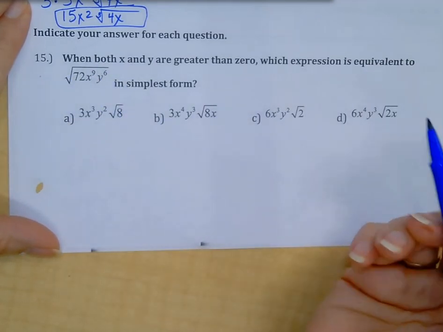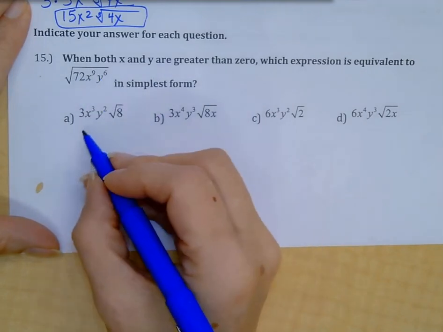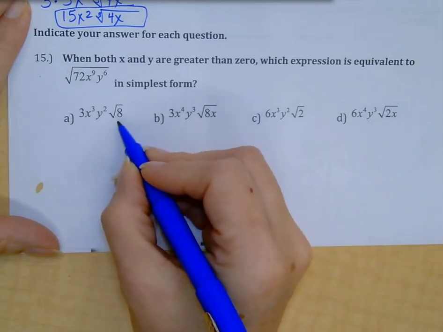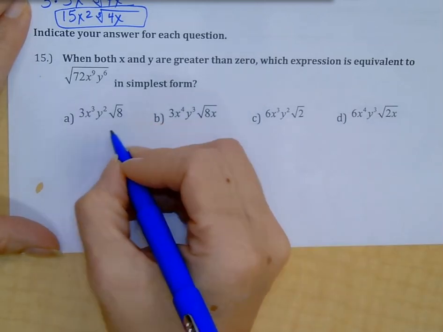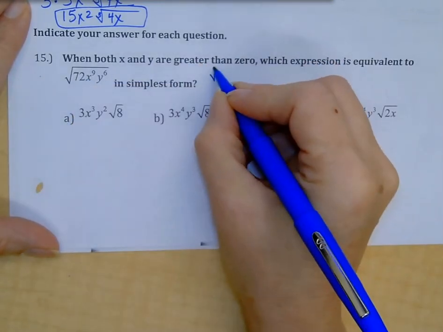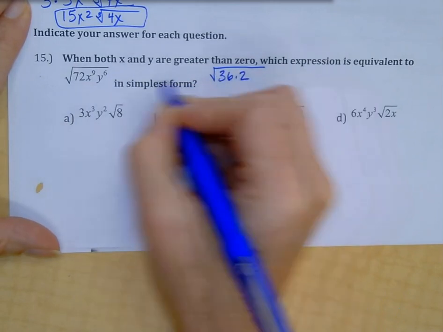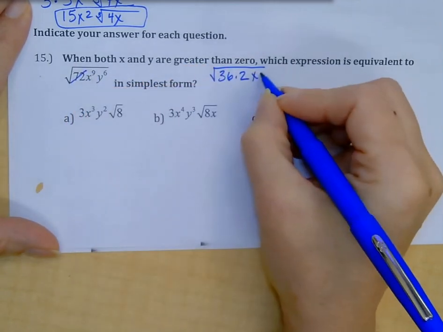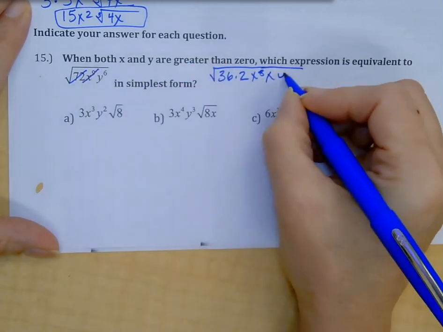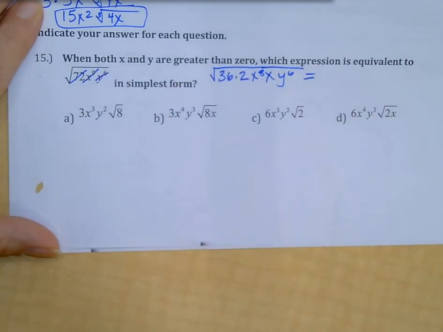I'm going to go ahead and simplify this myself. And then I'm going to see, it looks like some of these are not simplified, right? Because square root of 8 we know is not simplified. So I'm going to have to kind of simplify everything. So here's our granddaddy of all that we need to be equal to. I know that's going to be 36 times 2 times x to the 8 times x times y to the 6. Okay, I'm just simplifying the original expression.